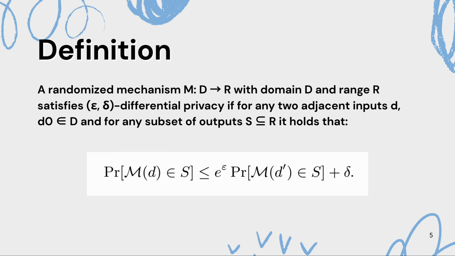For any two adjacent inputs D and D prime in D, and for any possible subset of the outputs S in R, the probability that N of D produces an output in S is nearly the same as the probability that N of D prime does. The condition is formalized by the following inequality.